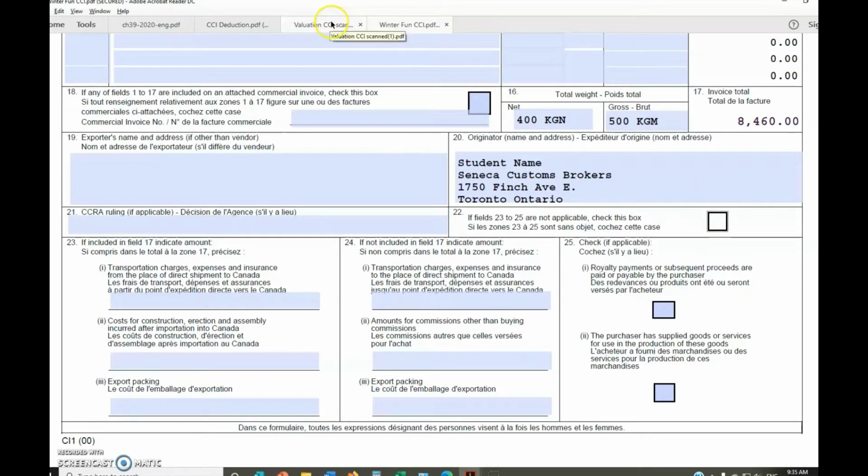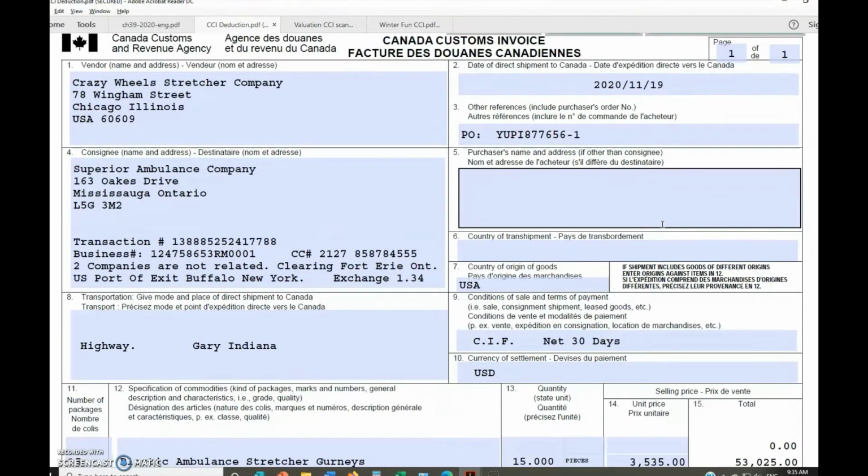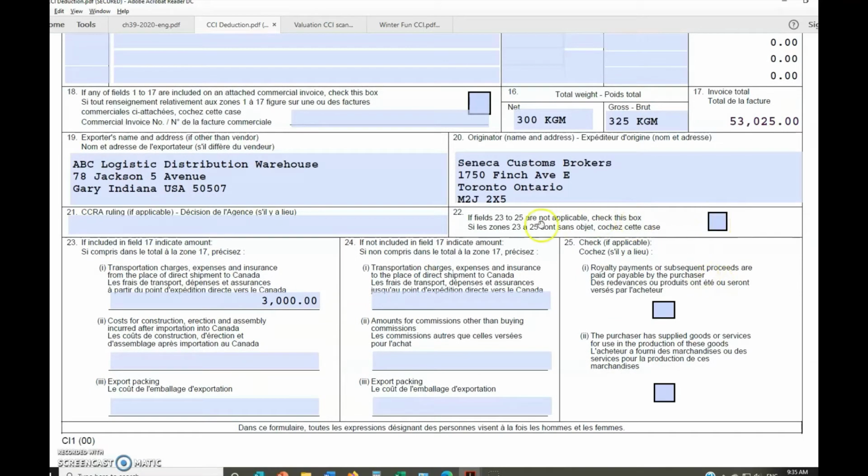Such as in this particular situation here. This is a Canada Customs invoice. You're going to be making a B3 on this particular week. You'll notice down at the bottom, it says that field 22 is not checked. And you'll also notice that one of the fields down here, field 23I, is completed and it has an amount in there. So what we're going to talk about this week are what these fields mean and what you're going to do with them.